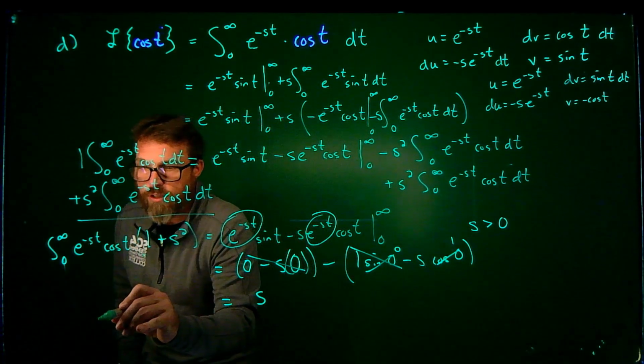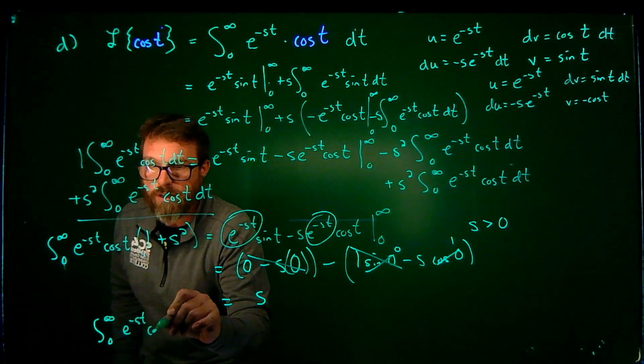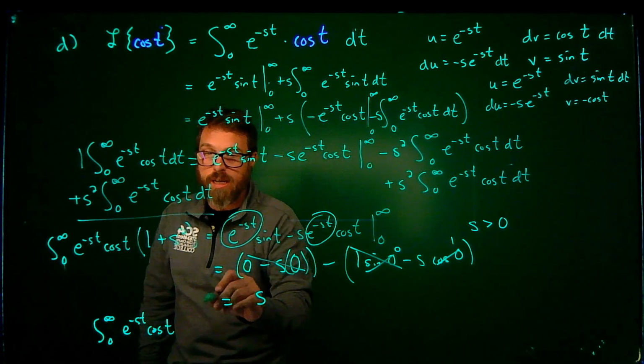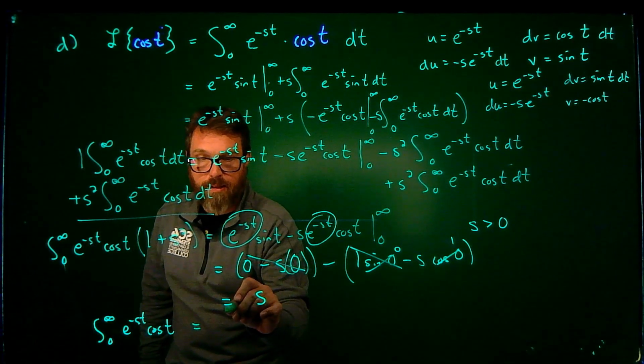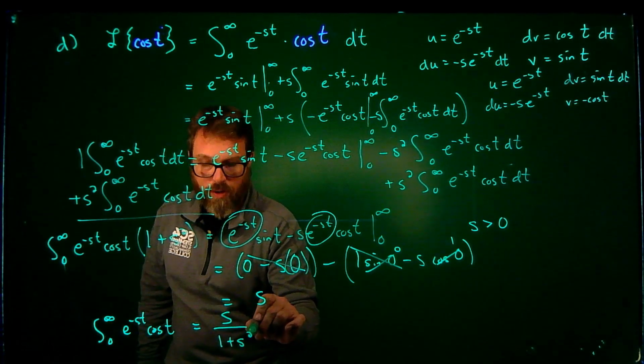So finally, when I just evaluate this from 0 to infinity of e to the minus st cosine of t, in order to isolate this, I'm going to have to divide that by 1 plus s squared, so it's going to be equal to that original s that I got, all over 1 plus s squared.